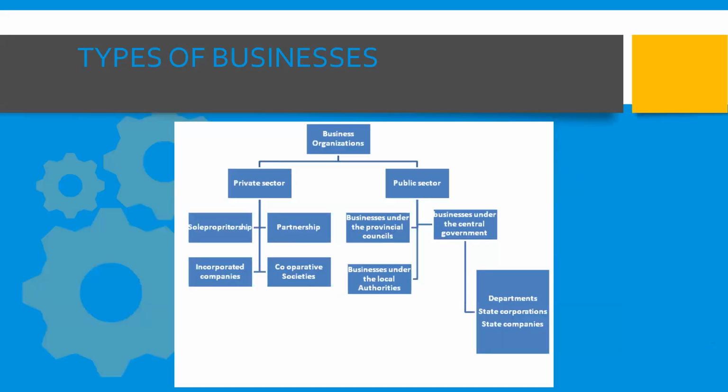So this is a brief organization table, from where you can see the private sector and the public sector. Now here we have in the private sector sole proprietorship, partnerships, incorporated companies, and so on.